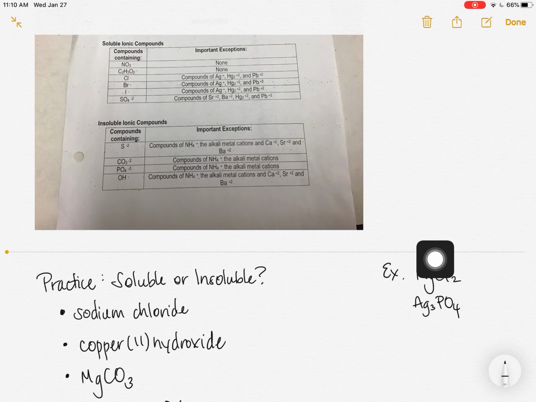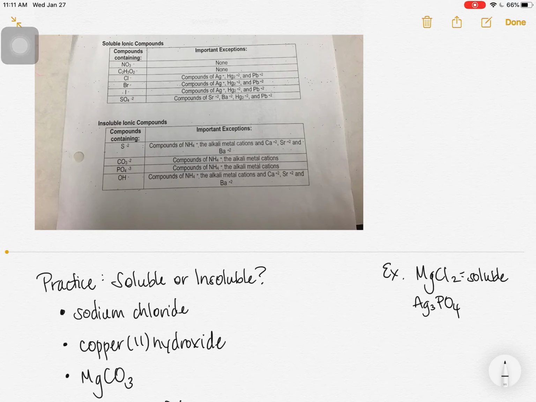So the first one, magnesium chloride, the anion is chlorine. So here's chlorine in the chart, right? Chlorine's in the upper chart, so mostly soluble. However, there are some exceptions. The exceptions are if it's with silver, mercury, or lead, then it's an exception to being soluble, which would mean it's insoluble. But magnesium's not an exception to this. So magnesium chloride we would expect to be soluble.